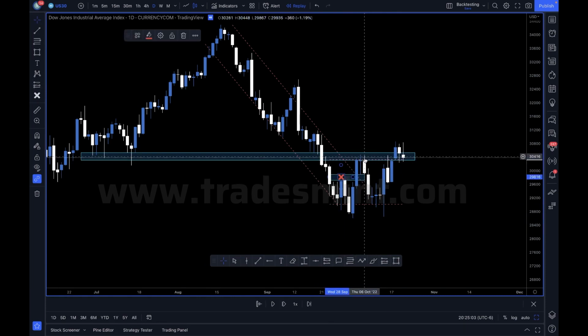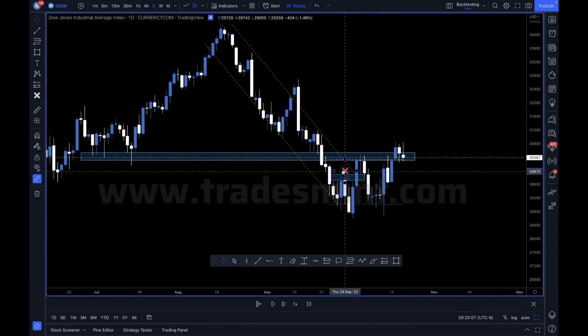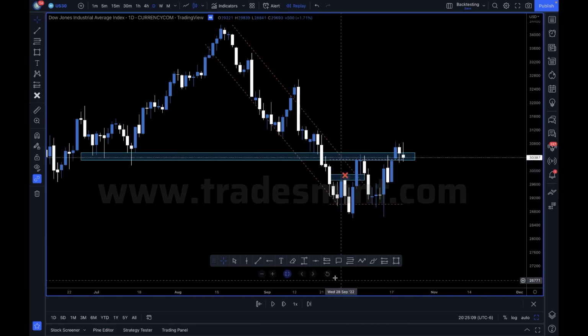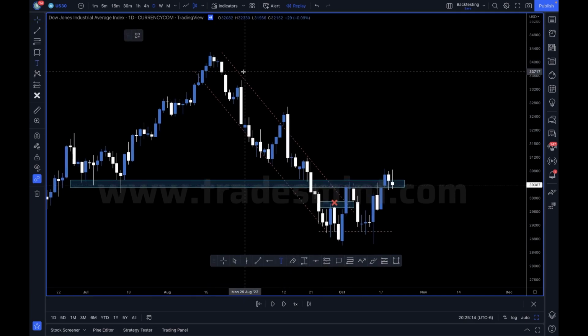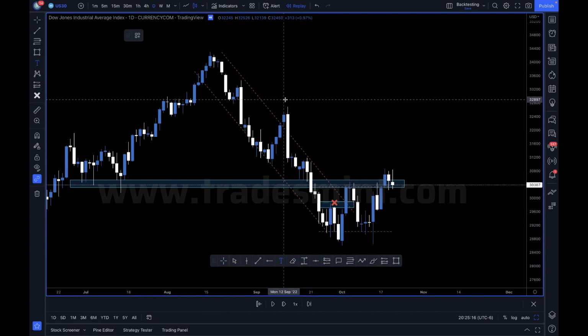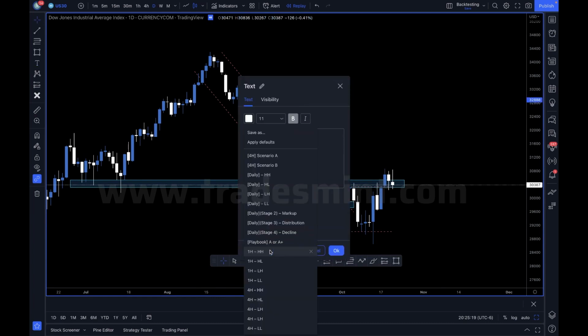But price is ranging in between these 2 points, okay? So this appears to be a lower high. Okay, so we're going to look back. We don't just mark up zones. We need to look at the trend, okay?